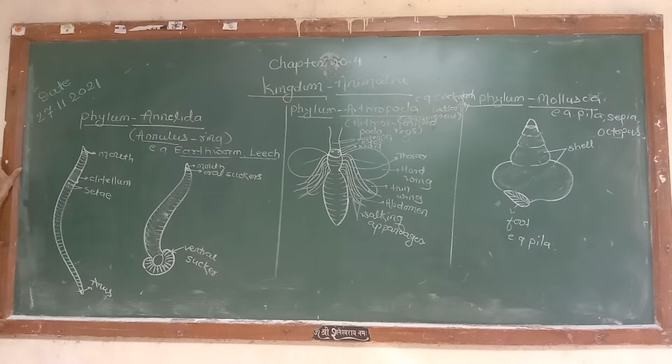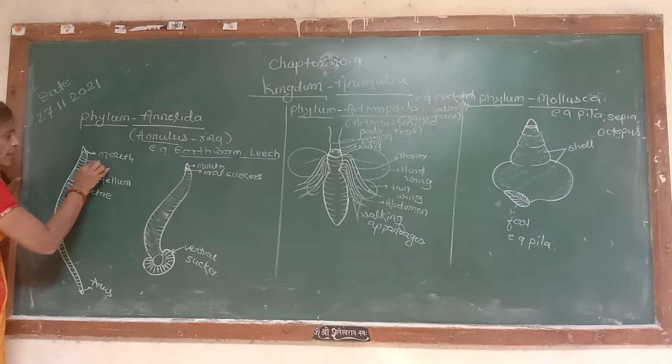Now, structure of the body. Body is an elongated cylindrical tube-like structure consisting of mouth at the anterior end whereas anus at the posterior end. In this animal, the complete digestive system is present. Body is simply formed by a ring-like structure. These rings are known as annulus or annuli.